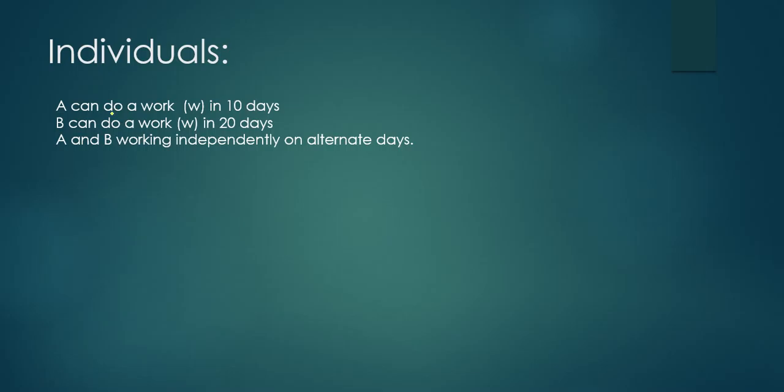Next. A can do a work in 10 days. B can do a work in 20 days. A and B are working independently on alternate days. Well, how to solve this problem?